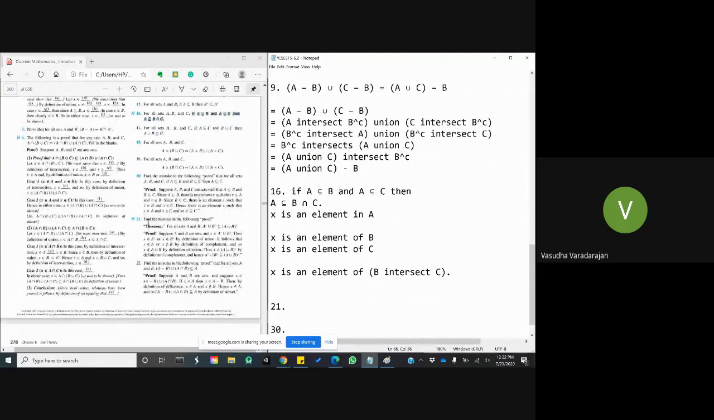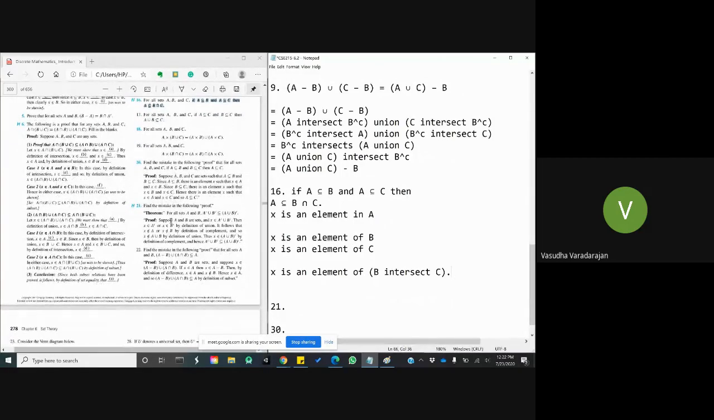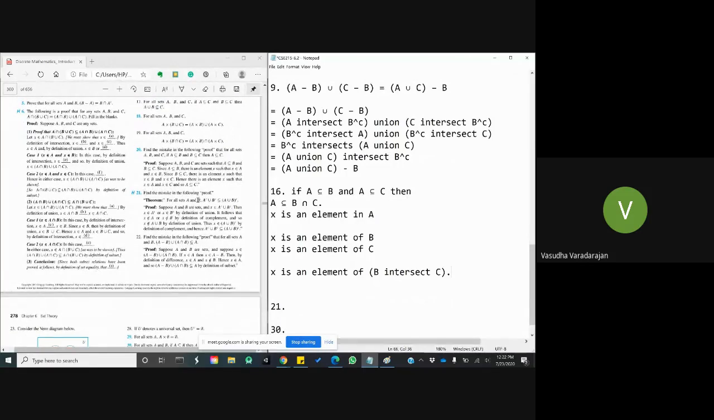Okay. Next question is number 21. Find the mistake in the following proof. Theorem: for all sets A and B, A complement union B complement is a subset of A union B complement. The proof: suppose A and B are sets and X is an element of A complement union B complement. Then X is an element of A complement or X is an element of B complement.